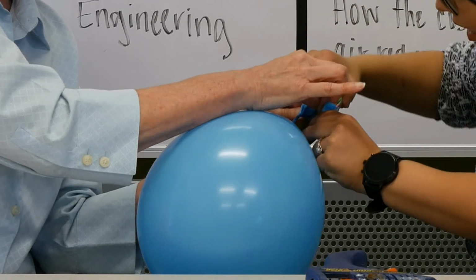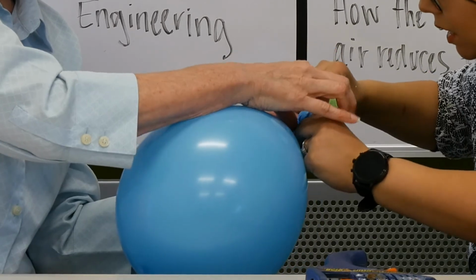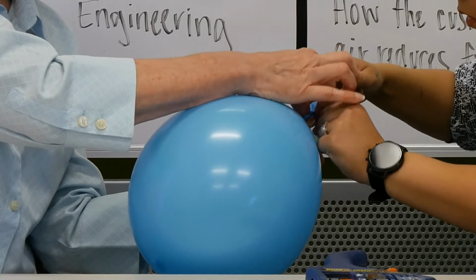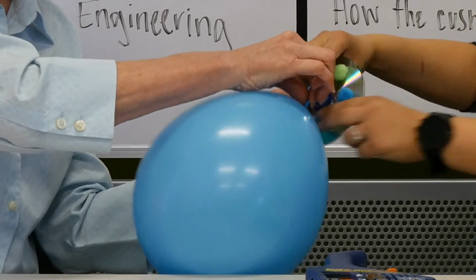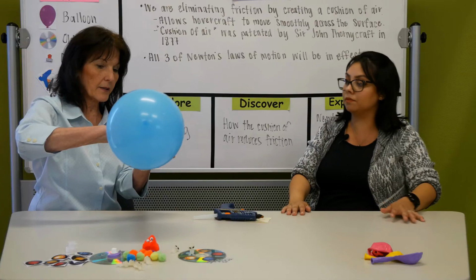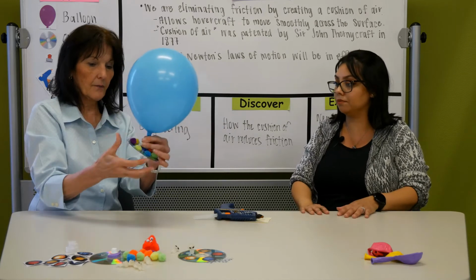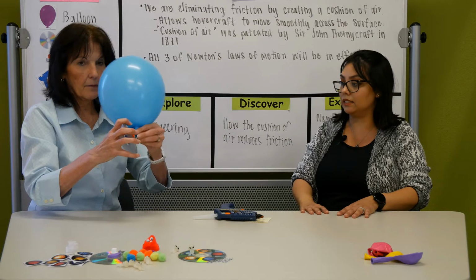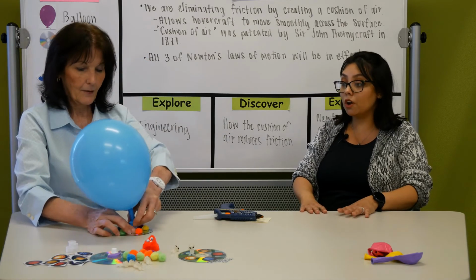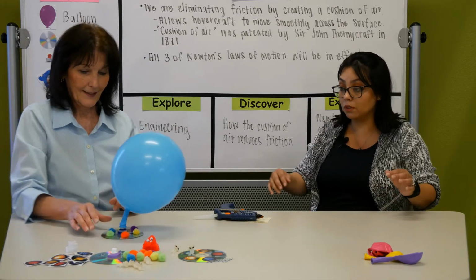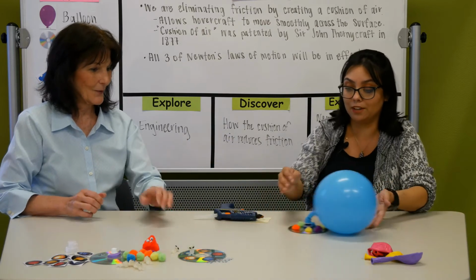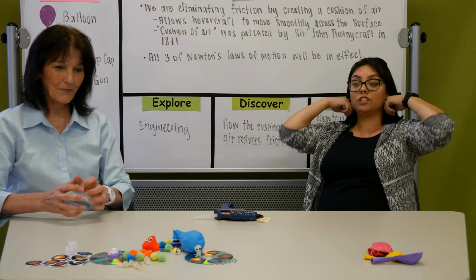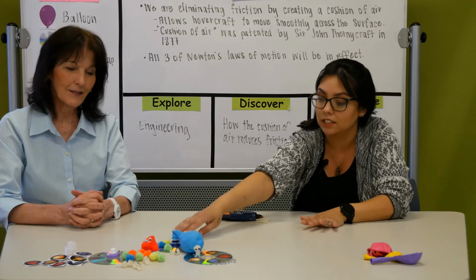Get a hold of that side. There we go. Oh, I think it needs to go over a little bit more. There. Okay, so then we let it untwist and then pop it open. There we go.